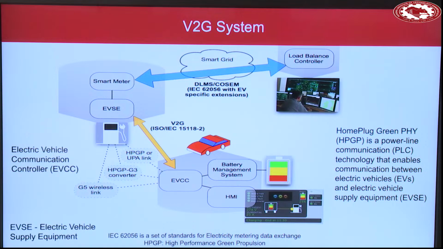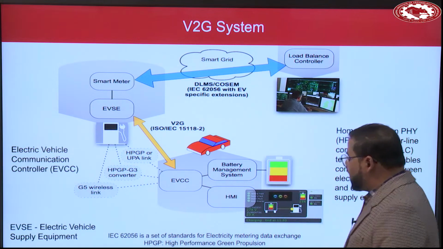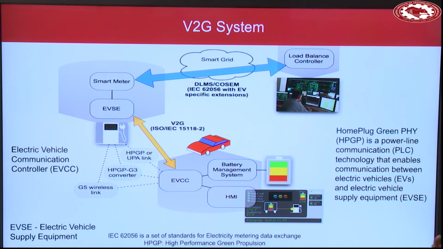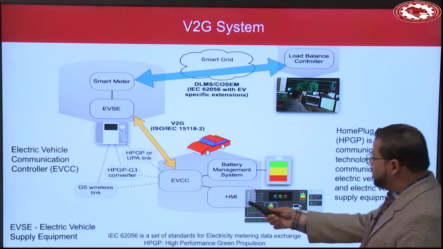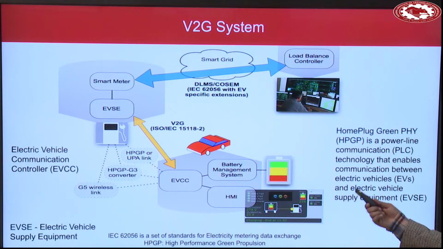Then we have several substations. So for example, here we call it EVSE, which is electric vehicle supply equipment, the charging station that you see, the kind of device you see, and there are some other setups. Then we see this one is called the electric vehicle communication controller. So you need some controller to control the system.